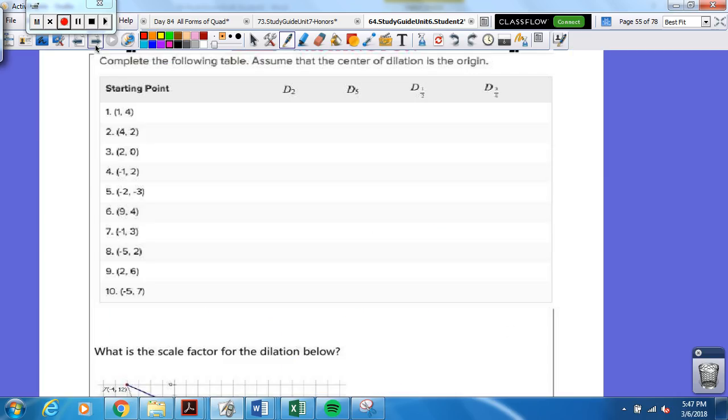Next, let's get a chart going. Now we have the starting point is (1, 4), and we have dilation by 2, dilation by 5, dilation by 1/2, and dilation by 3/4. The first is I'm going to multiply these by 2. So 1 times 2 is just 2, and then 4 times 2 is 8. I can do that in my head. And there's the dilation by 2.